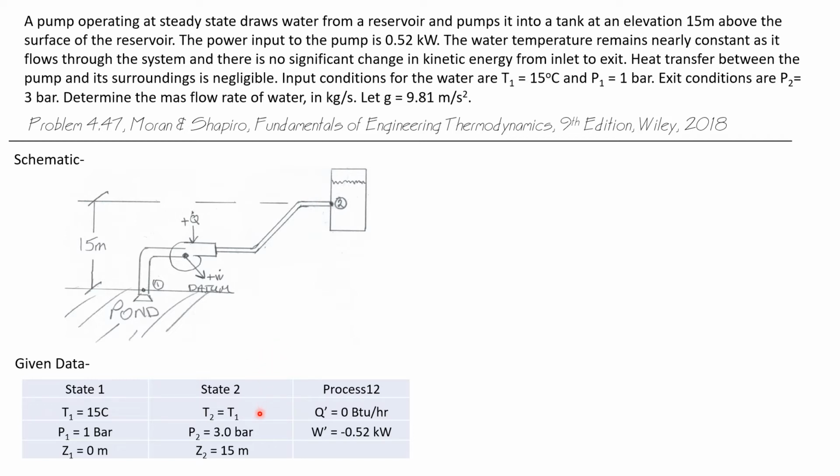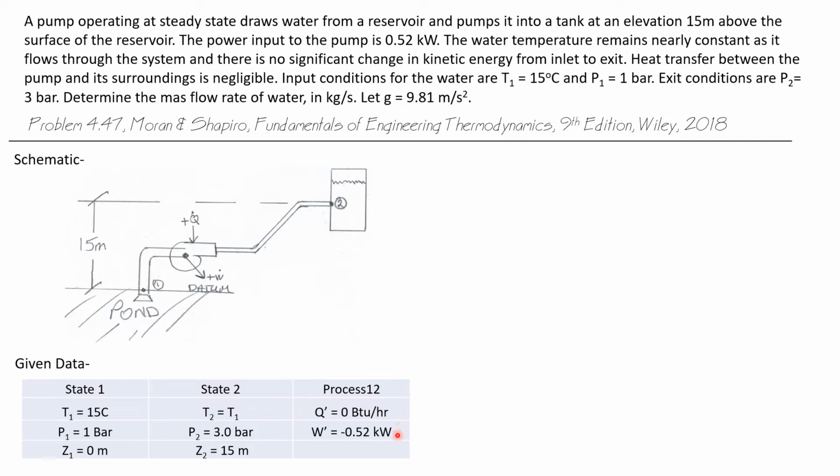Now at state 2, the temperature is basically the same. They said virtually the same. So we'll say that T2 is equal to T1. That's how we'll model that. And the pressure was given as 3 bar, as I mentioned. And the elevation of state 2 is 15 meters above our datum. We were told that there was no heat transfer into or out of the system. So Q prime will be 0.